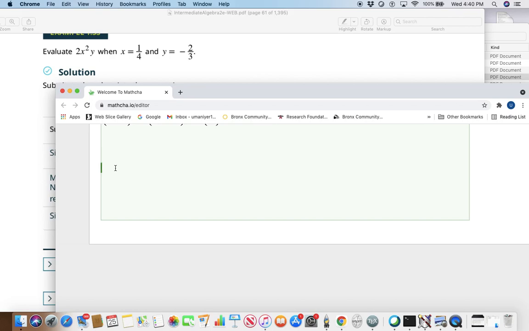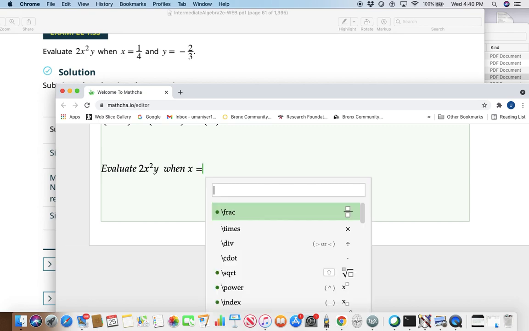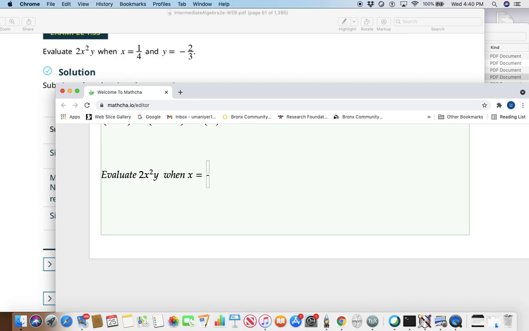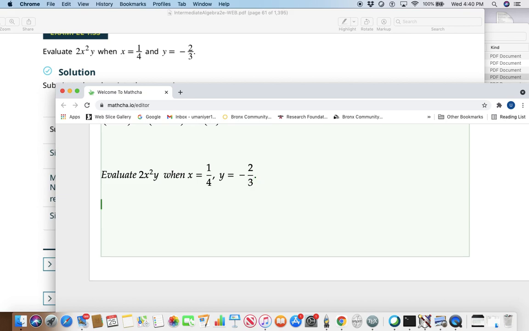Welcome back. Now let's learn to evaluate expressions. 2x to the power 2y when x is the fraction 1/4 and y is the fraction negative 2/3.